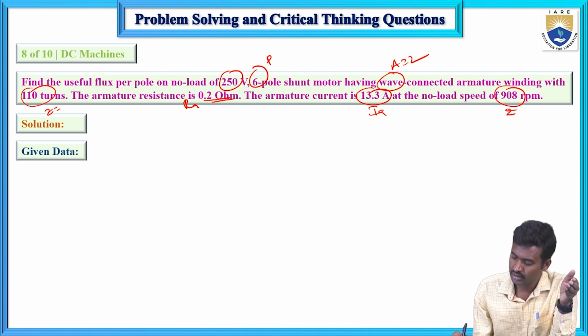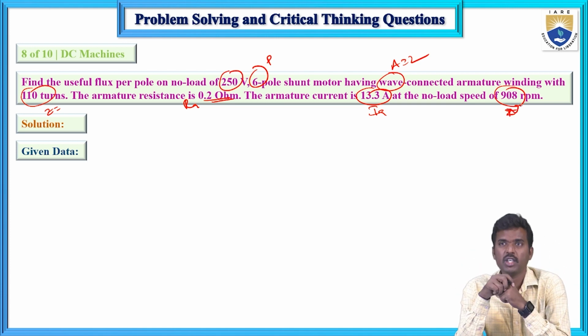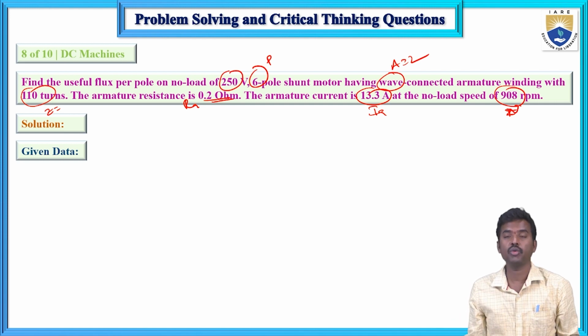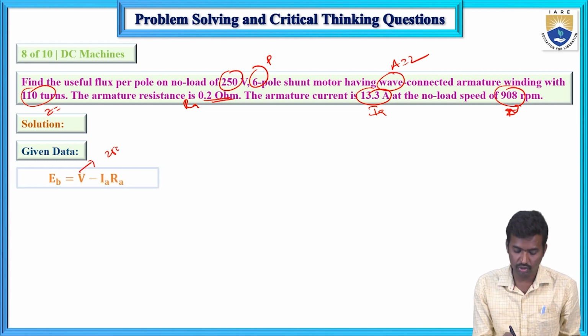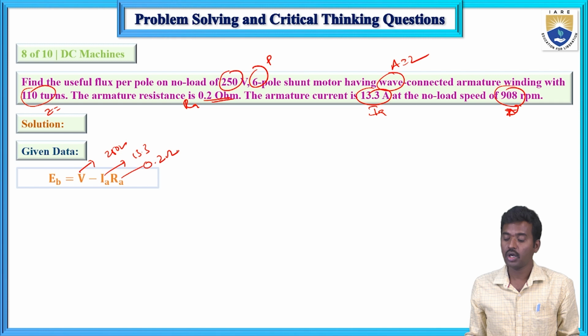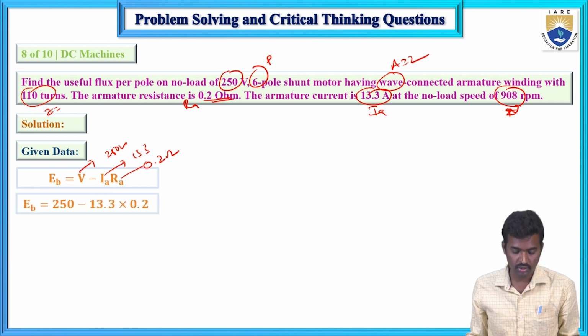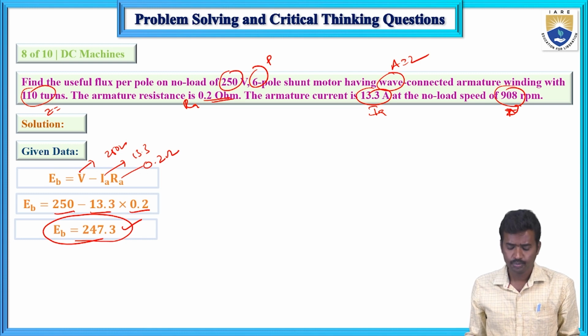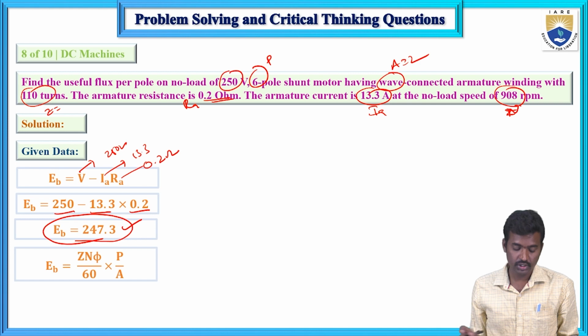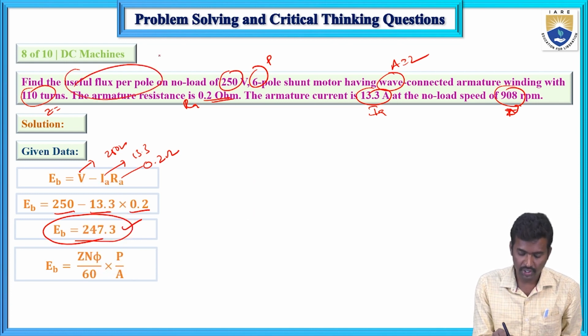Same formulas. Eb equals Z N phi by 60 into P by A, and Eb equals V minus IA RA. This one is 250 volts, this is 13.3, and this is 0.2 ohms. If you determine this, 250 minus IA RA gives 247.3, which is the back EMF. Now the formula is the same, Z N phi by 60 into P by A. Find out the useful flux.